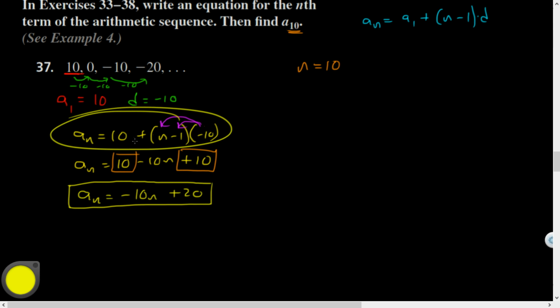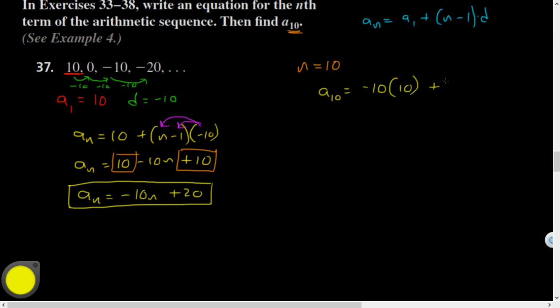And now whether I use this formula or this one, it doesn't matter. We'll use this one in this case. So I would have a sub 10 equals negative 10 times the 10th term, so n is equal to 10, plus 20. So that's going to equal negative 100 plus 20, which is equal to negative 80.